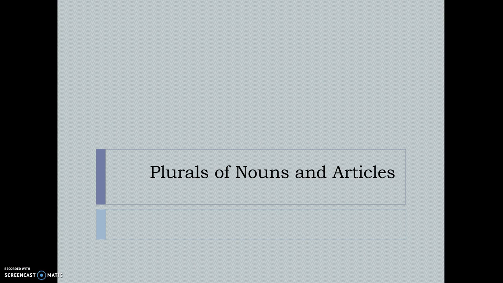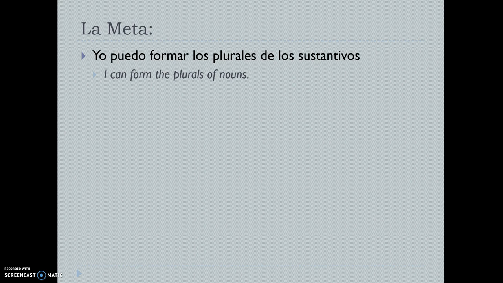Hola clase, hoy vamos a hablar de los plurales de sustantivos y artículos, plurals of nouns and articles. La meta para hoy es yo puedo formar los plurales de los sustantivos. I can form the plurals of nouns. So remember, when we want to make something plural, we're talking about more than one. For example, the desk is singular. The desks is plural. Today we're going to be concentrating on making plurals en español.